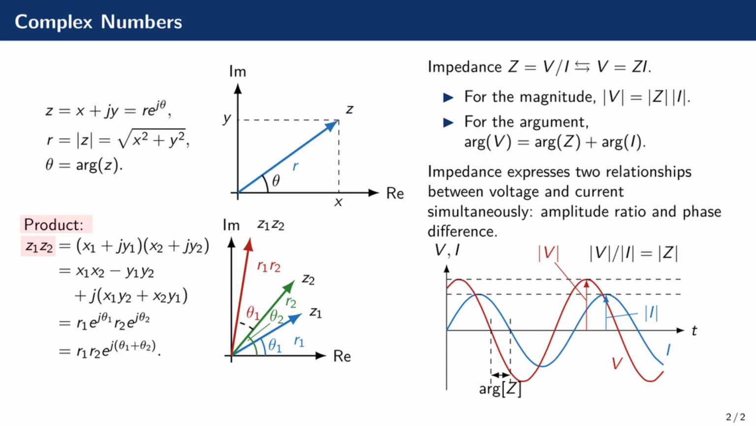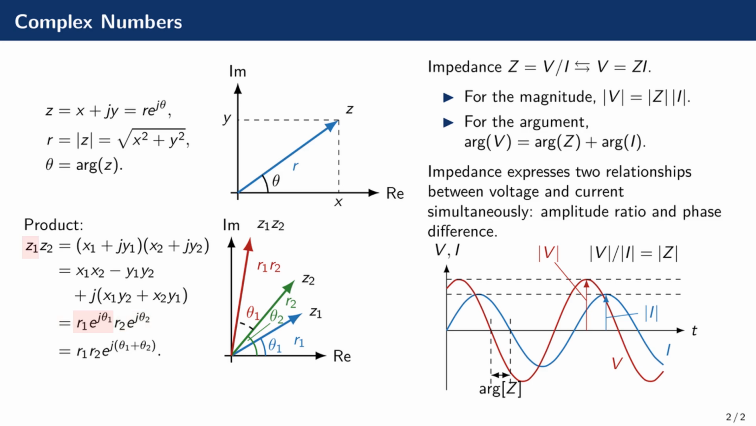Suppose that we have two complex numbers, z sub 1 and z sub 2. If we write them using their real and imaginary parts, the product becomes x sub 1 x sub 2 minus y sub 1 y sub 2, plus j times x sub 1 y sub 2 plus x sub 2 y sub 1. This expression is correct, but the meaning is not very clear. On the other hand, if we write the two complex numbers using magnitude and argument, the calculation becomes simple.